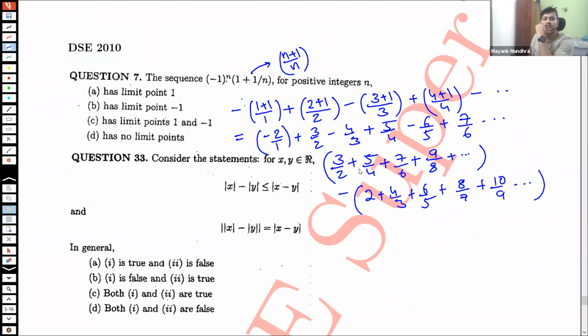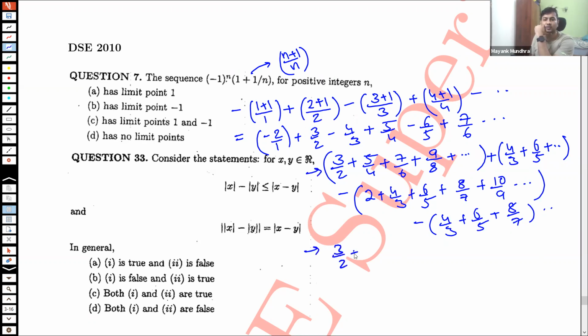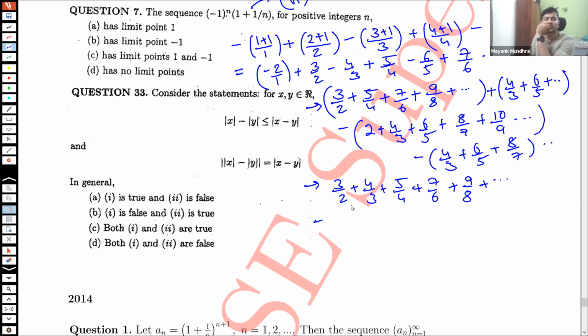Okay. So what does this look like? If I cross multiply, actually not cross multiply. Maybe I add the remaining things, 4 by 3 plus 6 by 5 and so on. And I subtract the same thing, minus 6 by 5 plus 8 by 7 and so on. So I've added and subtracted the same thing from the entire expression. So the sequence on top becomes 3 by 2 plus 4 by 3 plus 5 by 4 plus 7 by 6 plus 9 by 8 and so on, minus twice of 1 plus 4 by 3 plus 6 by 5 plus 8 by 7 plus 10 by 9 and so on.